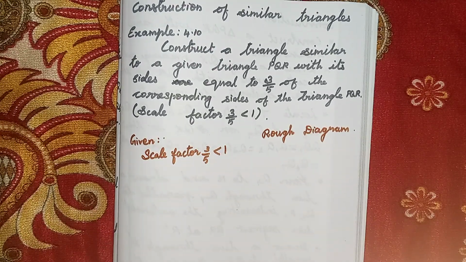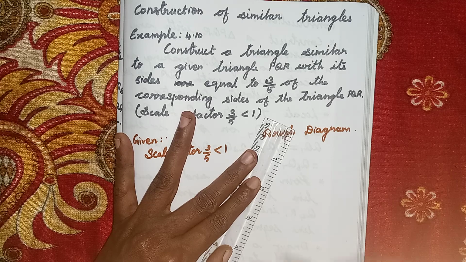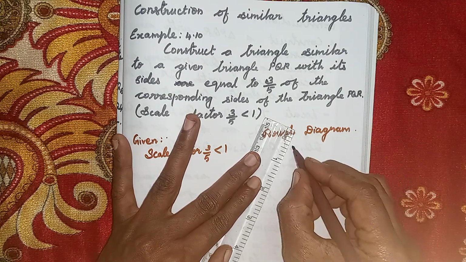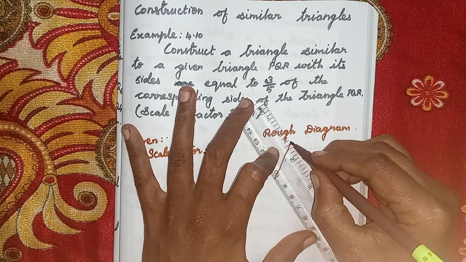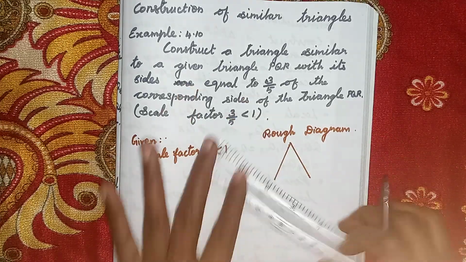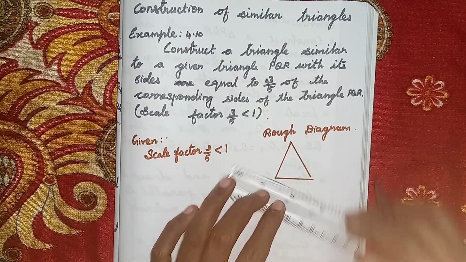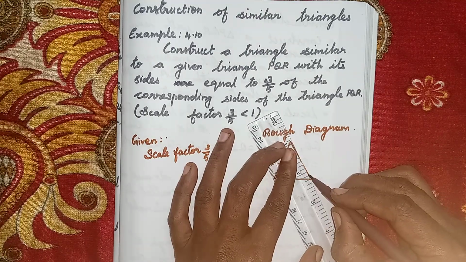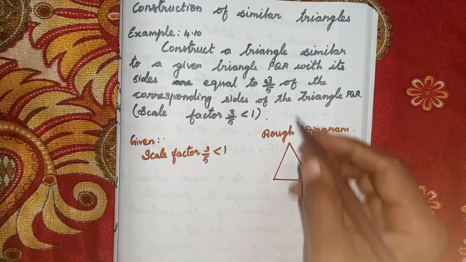First, we have to draw a rough diagram. Simply, we have to draw a triangle PQR. PQR is a triangle. We have to construct a triangle PQR.